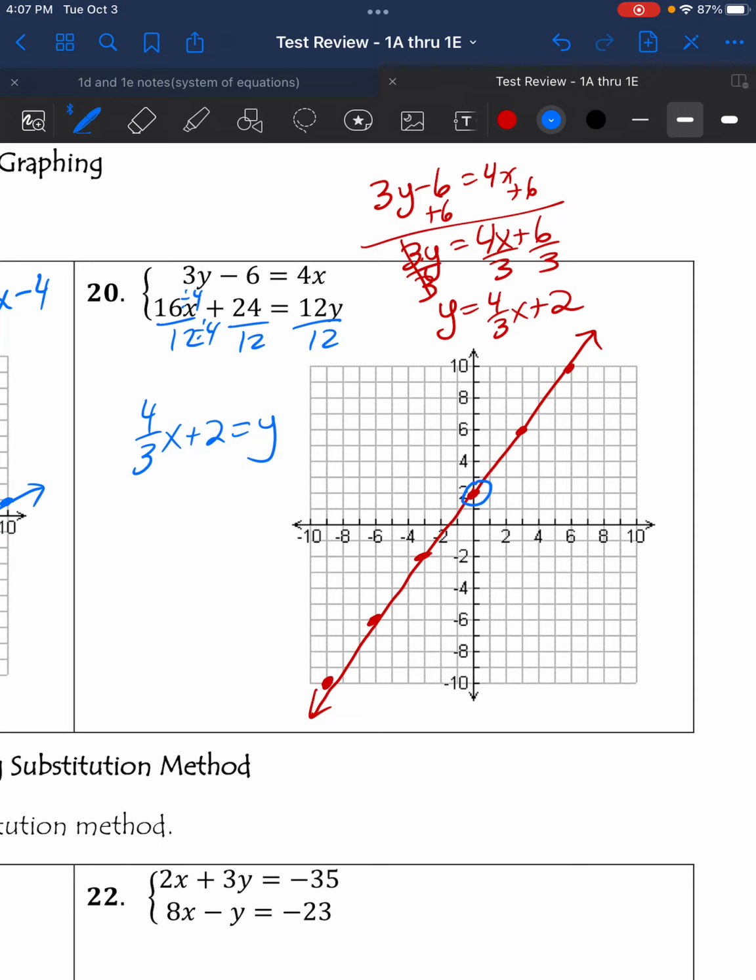Y-intercept is 2, and our slope is 4/3. Whoa, it's the same exact line. So if it's the same line, how many times do they actually touch each other or intersect? Infinite amount of times. So this is an infinite solution. If you don't want to write out the word infinite on a test, if you want to do the infinity symbol, I'm cool with that too.